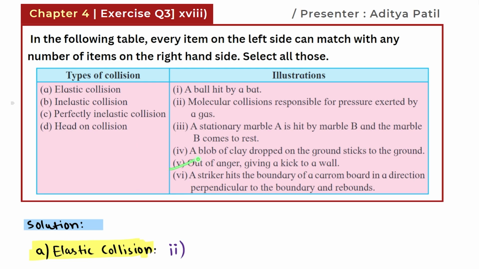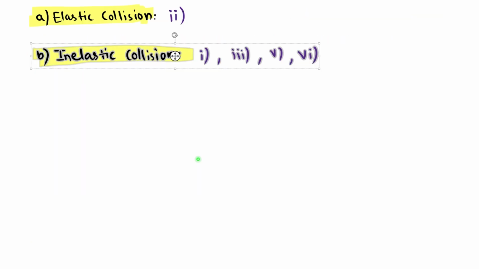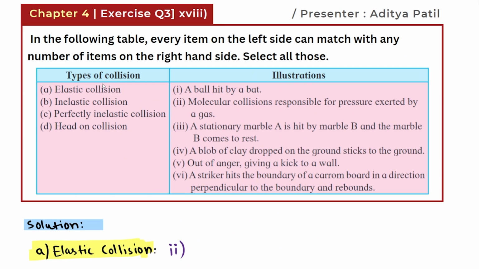So also you kicking a wall. So these are all examples of inelastic collision as they satisfy the condition for inelastic collisions. And so these are the illustration numbers that match the inelastic collision. And then we are left with the perfectly inelastic collision.